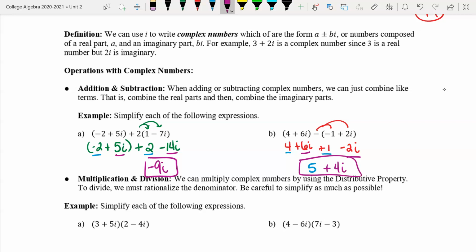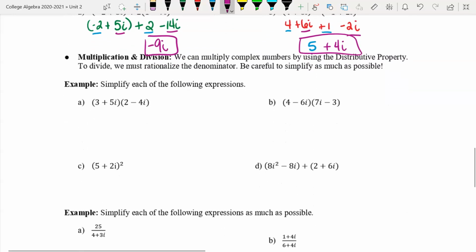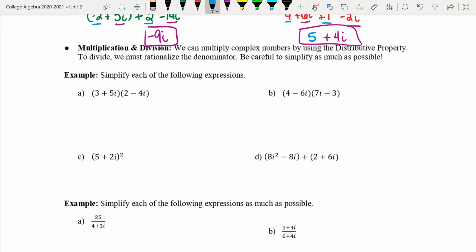All right, so adding and subtracting is pretty easy. When you multiply, same thing, you're just going to FOIL like we had before. However, you have to be careful on some things.